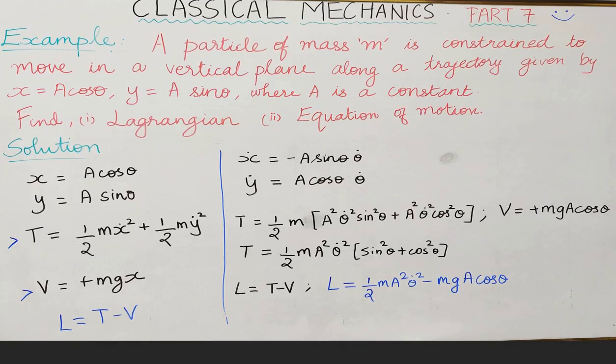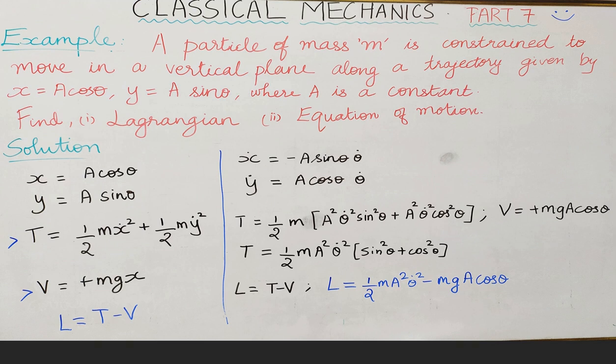So here is an example. A particle of mass m is constrained to move in a vertical plane along a trajectory given by x equals a cos theta, y equals a sin theta, where a is a constant. Find the Lagrangian and also find the equation of motion. Here I consider the vertical plane to be my x-axis and the horizontal plane to be my y-axis. Though I have considered it the other way, I have just considered it on that basis and done the problem.